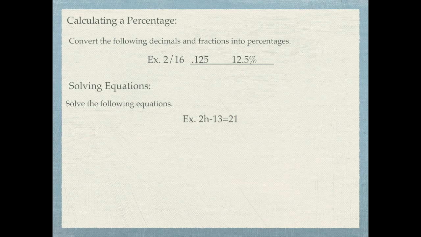So instead, what I'm going to do first is isolate my h, meaning I'm going to get rid of that 13. Since I'm subtracting 13, to get rid of it, I'm going to do the opposite process. So I'm going to add 13 to both sides. That gets me 2h equals 34. Now I can divide by 2 easily. Just divide both sides by 2, and I get h equals 17.